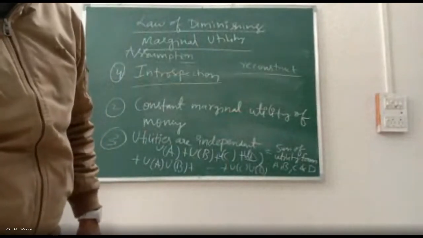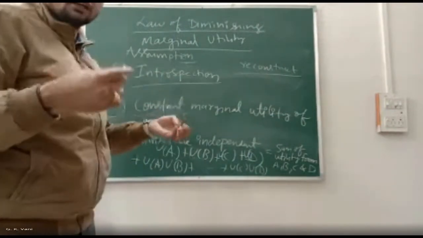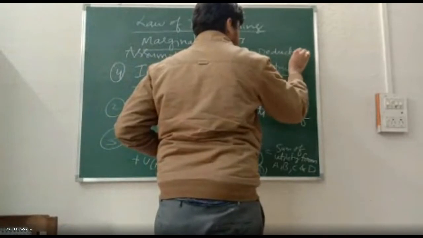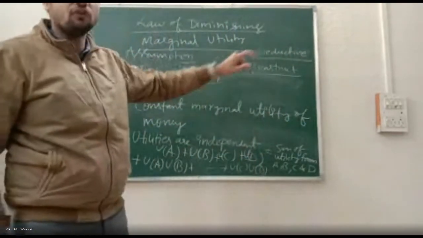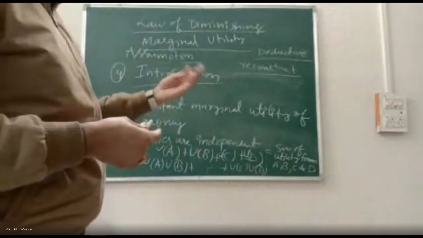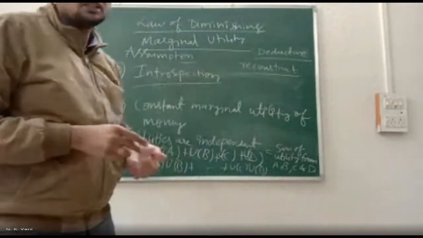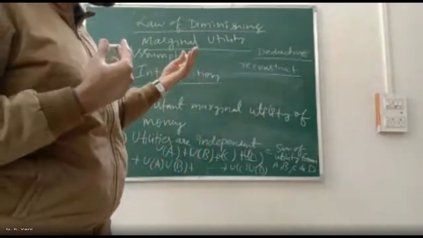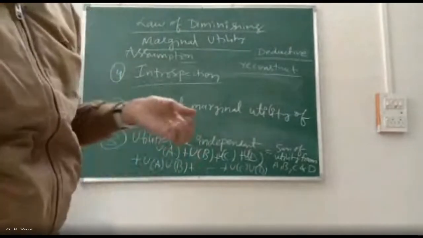Introspection is very important because we are using a deductive method. We are not using the inductive method, and therefore it is by understanding the feelings of others that we are deriving the law. So we assume that what I feel, others too feel the same way under the same set of circumstances with the same set of activities.